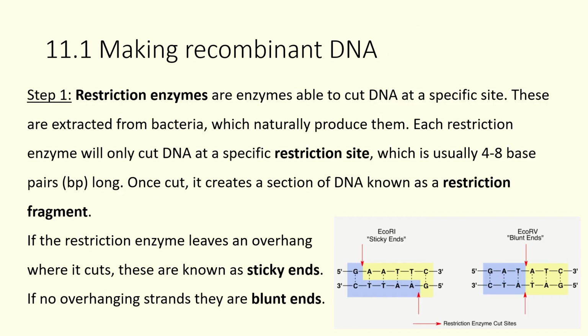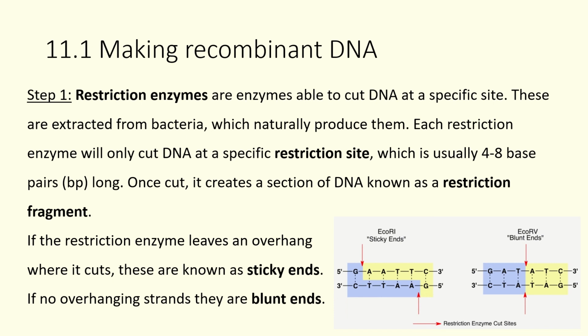Looking at these processes in a little bit more depth. So step one, we require something called restriction enzymes. Restriction enzymes are specific enzymes which are able to cut DNA at certain sites. We get these from bacteria. Bacteria naturally produce them because they have their own uses for them. And the good thing about these restriction enzymes, what makes them the most useful, is that they cut the DNA only at specific restriction sites.